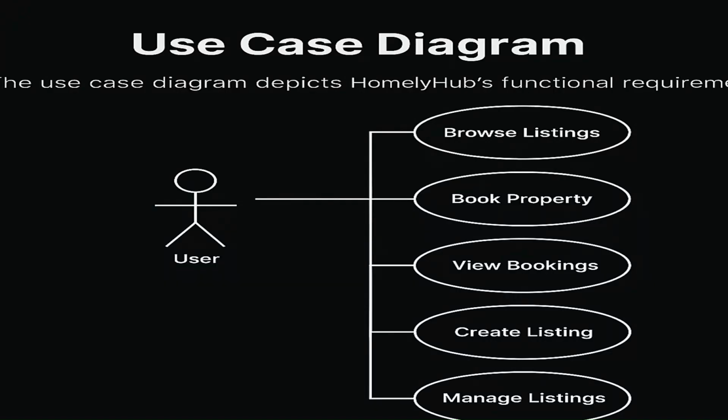The use case diagram. A user can log into the web page, or if he or she has not visited recently and does not have an account, he or she can register on the Homely Hub web page. He or she can browse or view the listings, filter and search according to their requirements, and book a property according to their preferences.